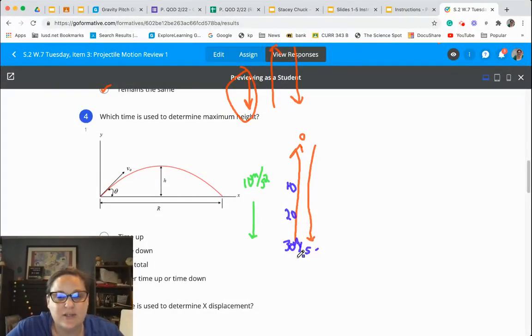Now, these are not equally spaced. It travels much further in the first second because it's going 30. And then by the time it's traveling only 10, it's going a much shorter distance, but I don't really have the ability to scale this very well. So just use your imagination.